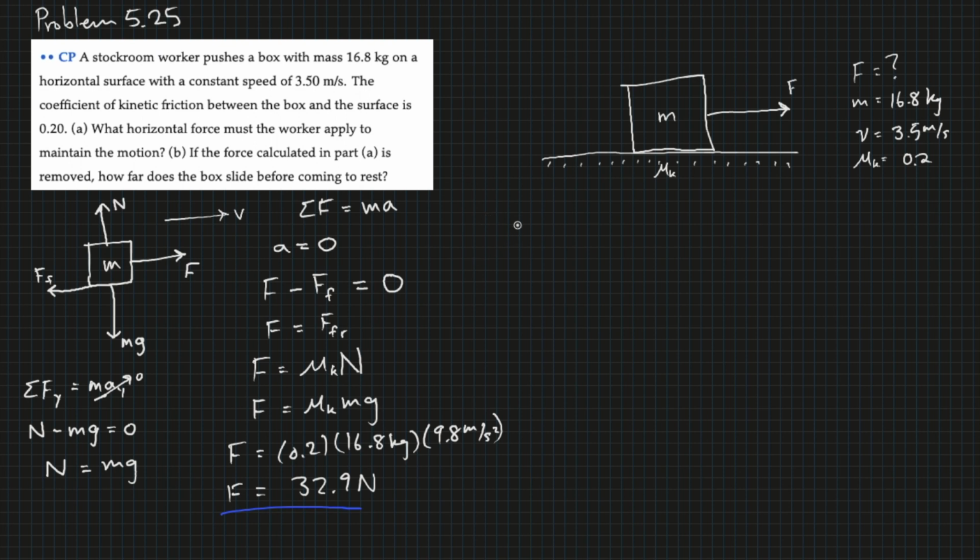Okay, let's do part B. Let's do it over here. Part B, I'll read it again. It says that if this force that we just calculated, 32.9 newtons, is removed from the box, how far does the box slide before coming to a rest?